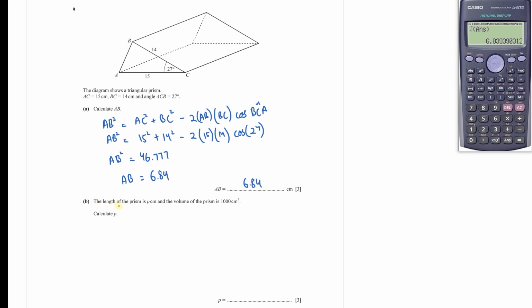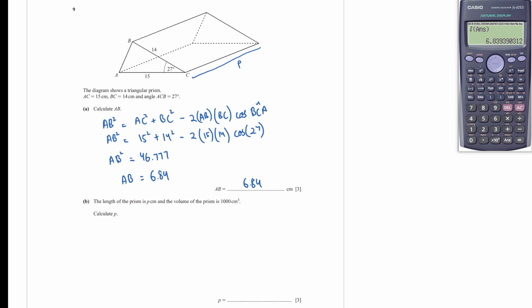Part B is the length of the prism is P centimeter and the volume of the prism is 1000 centimeter cube. Calculate P. So this length of the prism is P and the volume is given. So if I take this triangle ABC as the base of this prism, I can find the volume by simply multiplying the base area with the height. So this length will become my height.